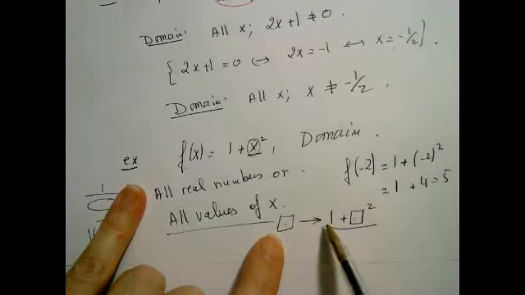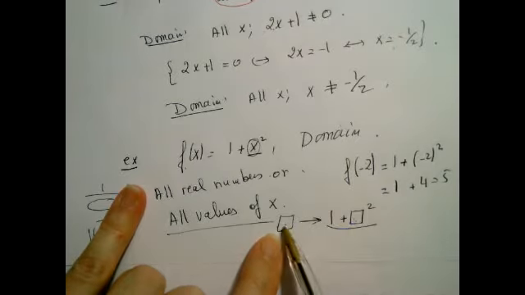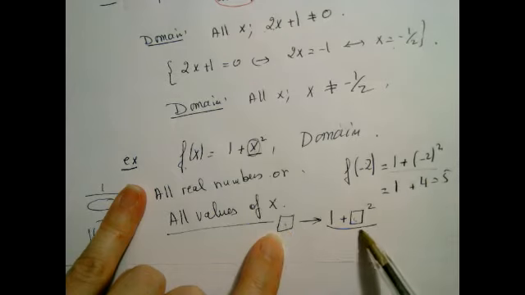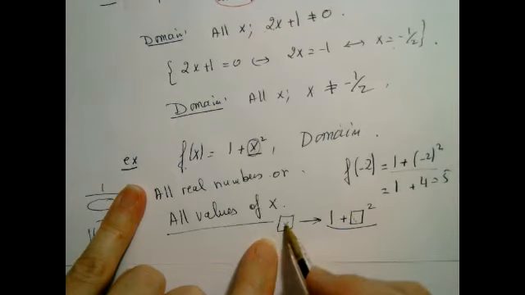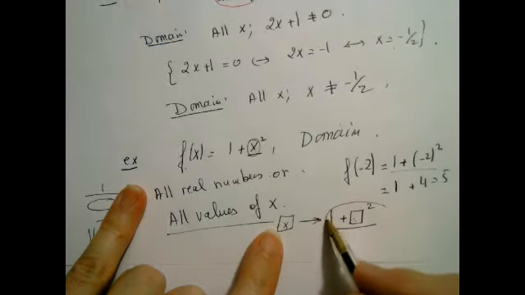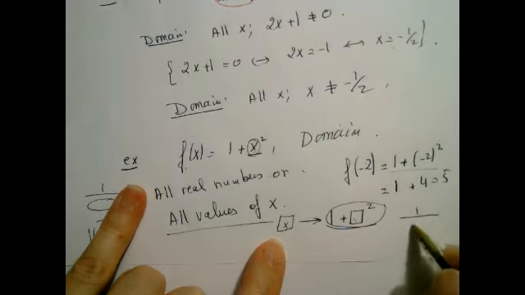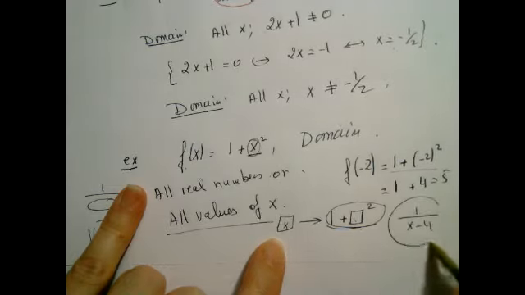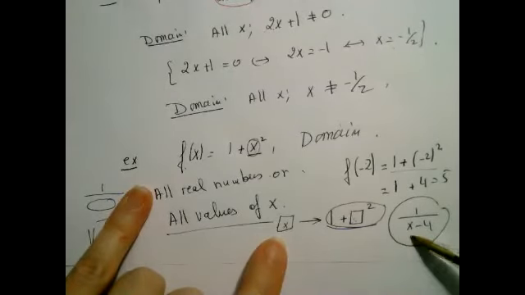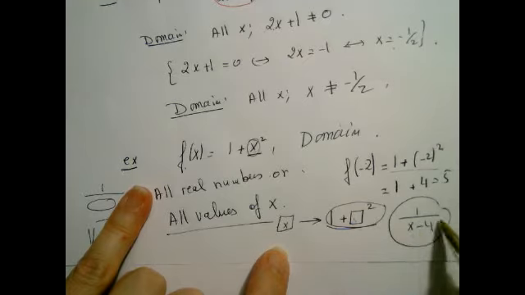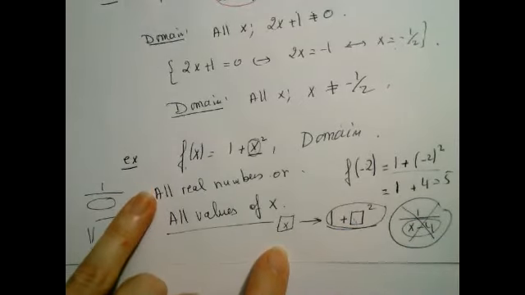If I put 5, yes, 1 plus 5 squared. If I put -2, yes, 1 plus -2 squared. There is no value of x that gives me an issue. I always have a number. Versus the previous problem, f of x equals 1 over x minus 4, where I asked, can I put every x in here? No, impossible, because if I put 4, I get 1 over 4 minus 4, which is not a number. This one has to be removed.